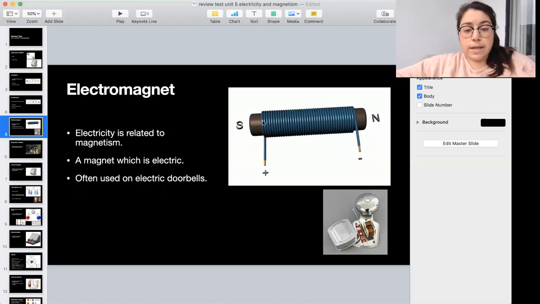An electromagnet, remember that we learned about that. When we talk about electromagnets, electricity is related to magnetism. One affects the other. So an electromagnet is a magnet that is electric, and it's often used on electric doorbells and also in cranes, like what we learned before. Remember the crane, that machine to lift something heavy up?